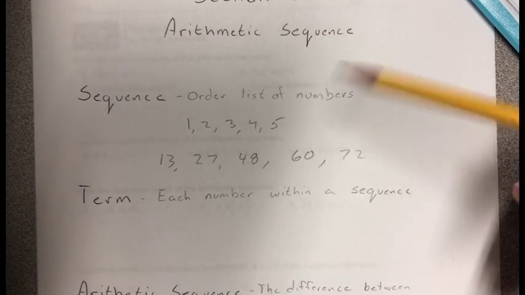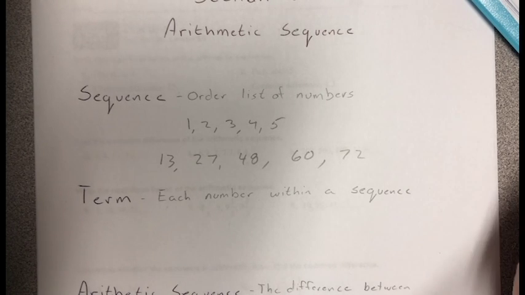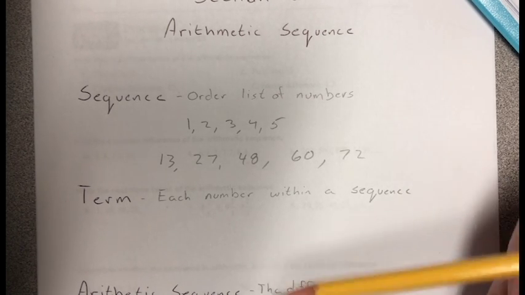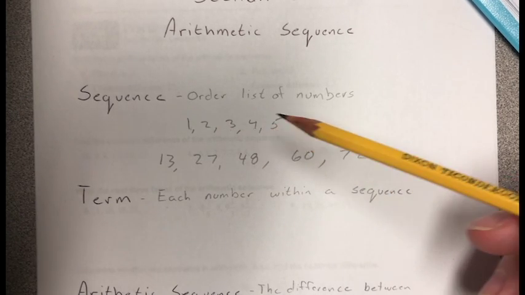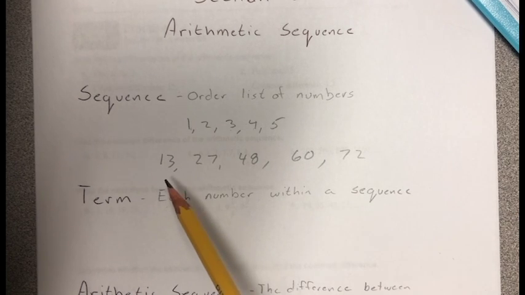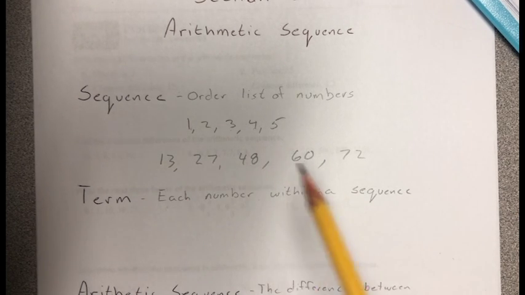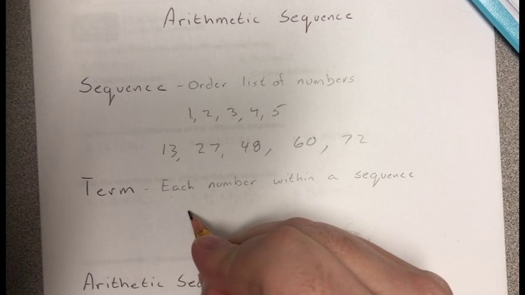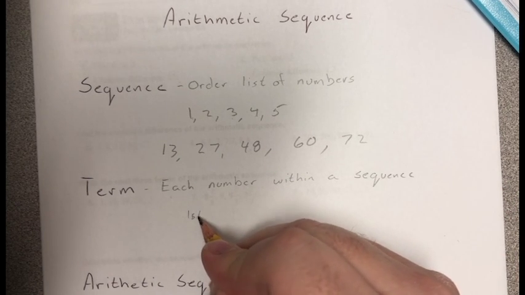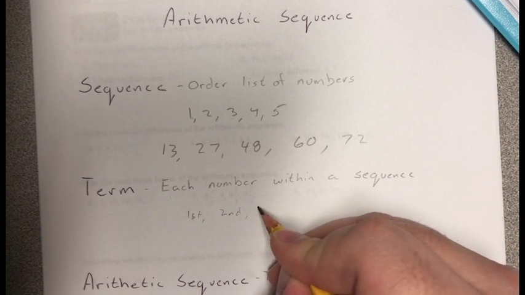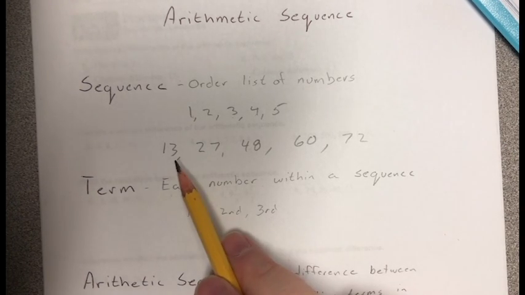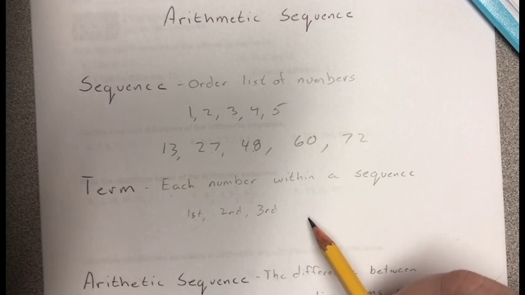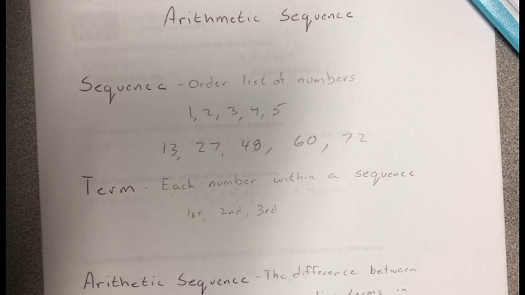All right, so the next piece of it is what we call the term. It's basically each number within a sequence. So this is the first term, second term, third term, fourth term, fifth term, and the same thing with this one. This is the first, second, third, fourth, fifth. So that's really all we're doing, is just basically labeling the terms. So nothing too complicated on that. All right, so if I wanted to know what the fourth term in the sequence was, I could look at this. 1, 2, 3, 4. So my fourth term in this sequence would be 60.